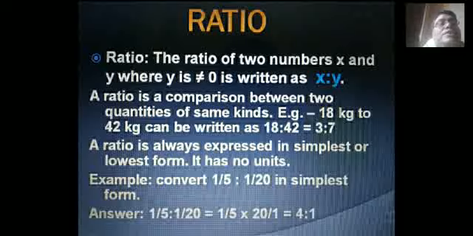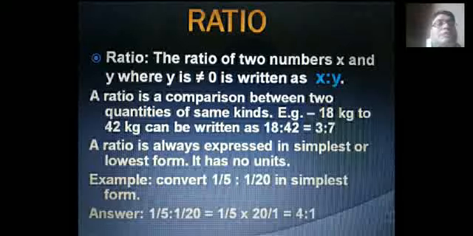First of all, what is ratio? The ratio of two numbers x and y, where y is not equal to 0, is written as x is to y. Okay? A ratio is a comparison between two quantities of the same kind. For example, 18 kg to 42 kg can be written as 18 is to 42 or 3 is to 7. Okay?